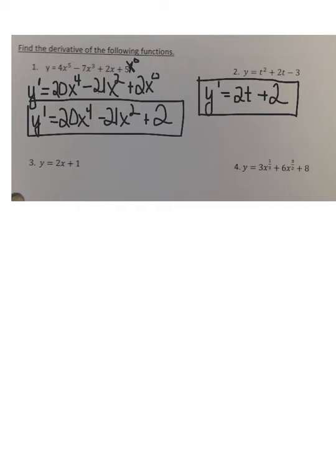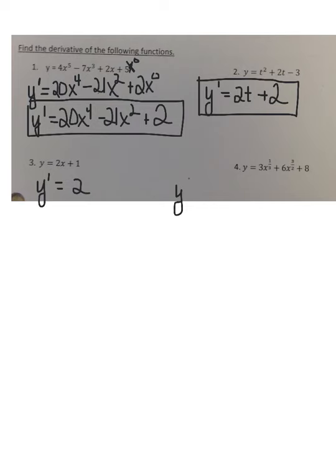All right, let's go to number 3. So we have y prime equals, well, this is an easy one, isn't it? 2. Because with anything with a plain x to the first power, whatever number's in front, that's your derivative. Constants cancel out. All right, you didn't think it was going to be that easy, did you? But now look at number 4.